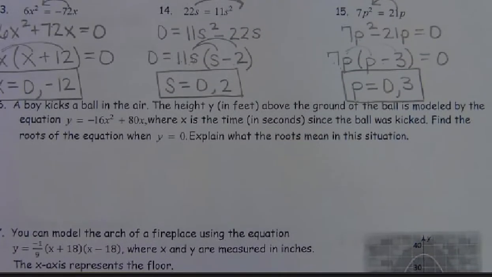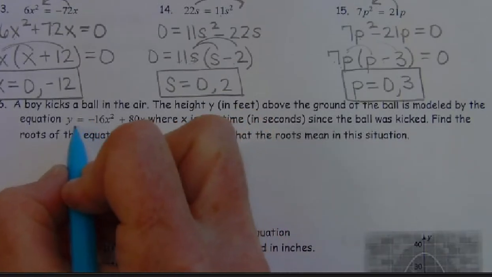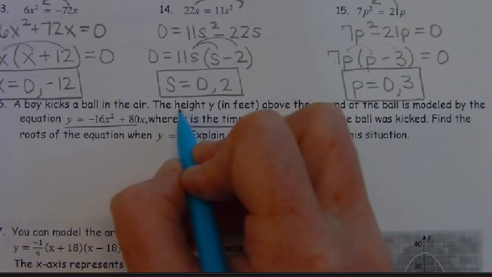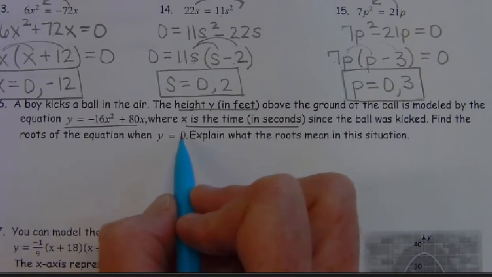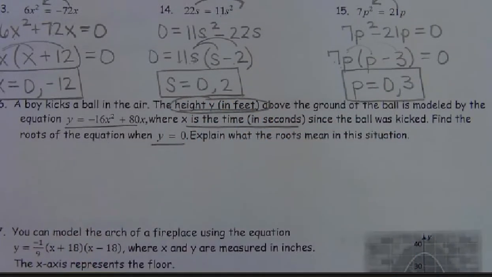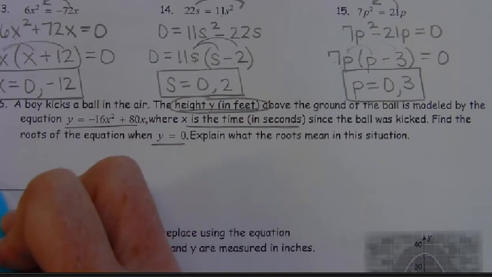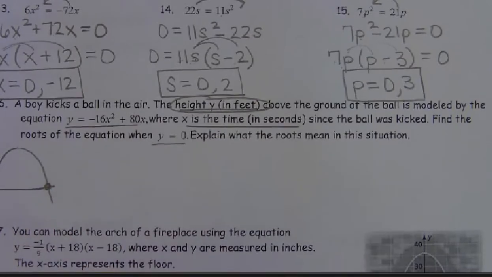On my next example, a boy kicks a ball in the air. The height in feet above the ground of the ball is modeled by this right here, where x is your time in seconds, and y was your height in feet. Find the roots of the equation when y equals 0 and explain what that means. So if y equals 0, that means your height is 0. So you're trying to figure out when it comes back down on the ground.